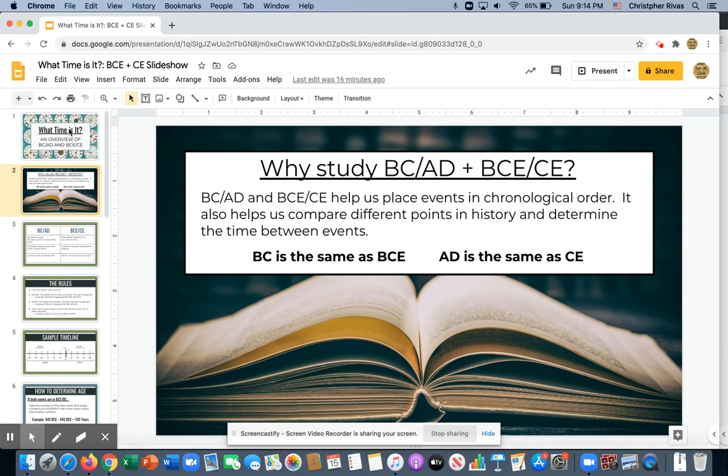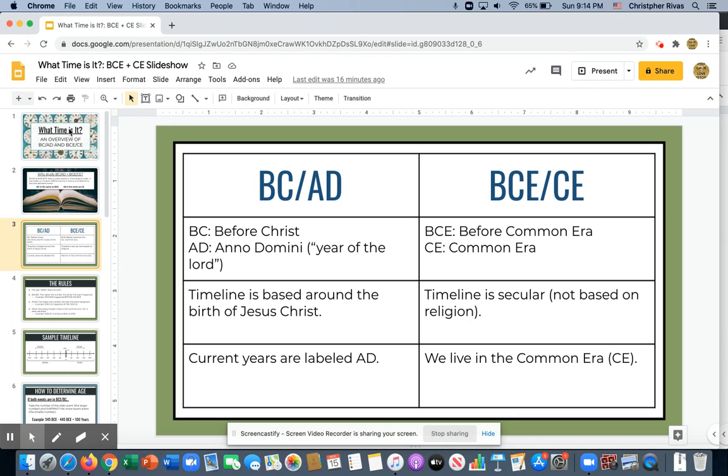Now, before we get started, I want you all to know that the term BC is the same thing as BCE, and AD is the same as CE. Okay, so what's the difference? BC and AD are associated with Christianity, and BCE and CE are not. So take, for instance, the year 2020. If you are affiliated with the Christian faith, today would be 2020 AD. And for those that are not, we can call today 2020 CE.